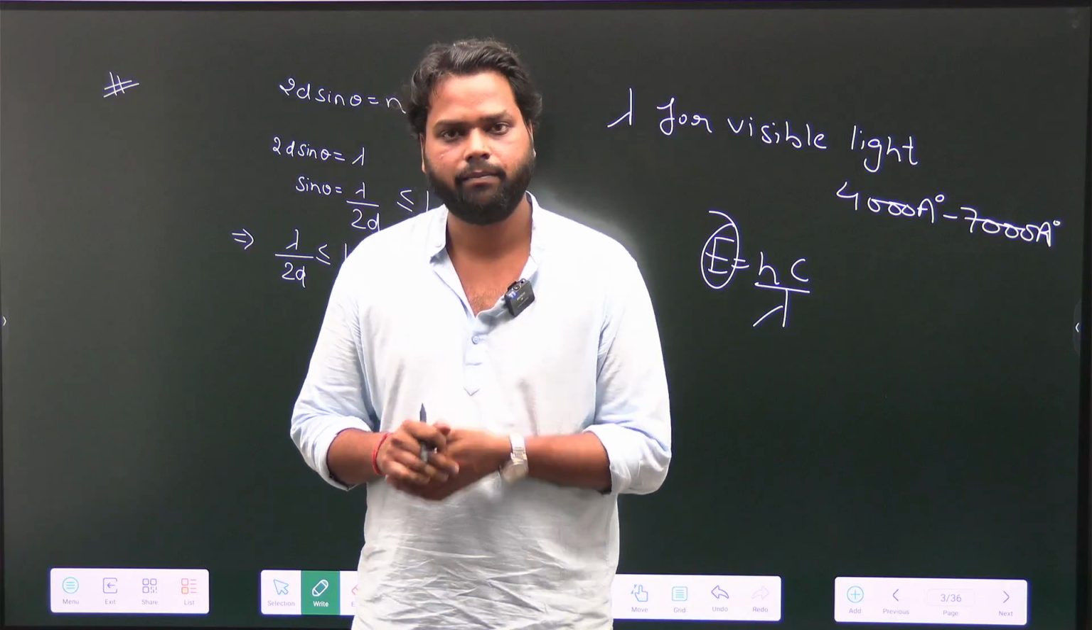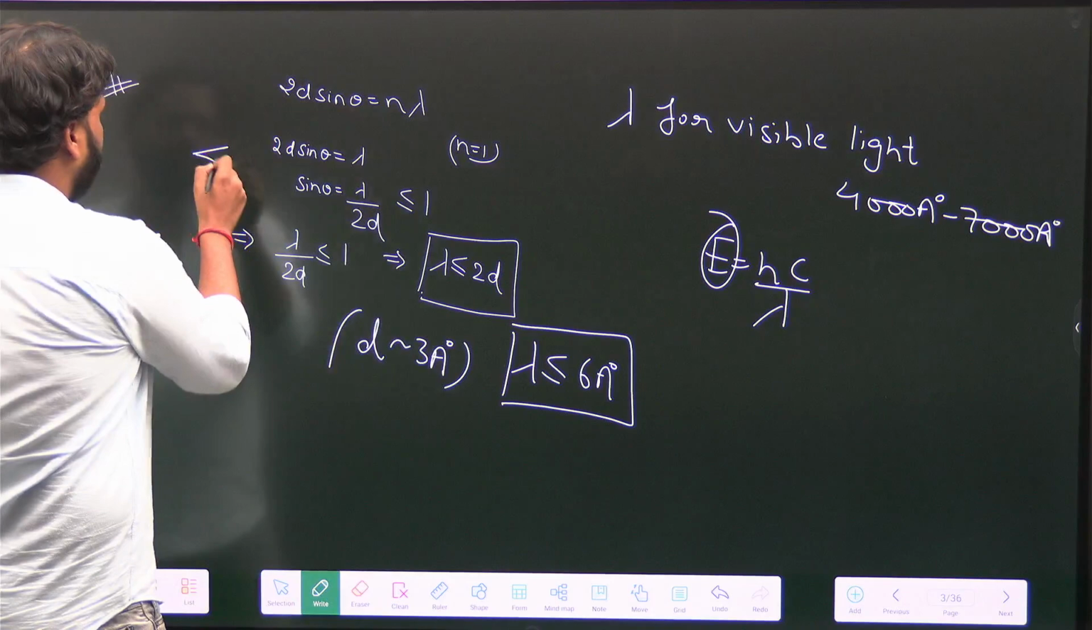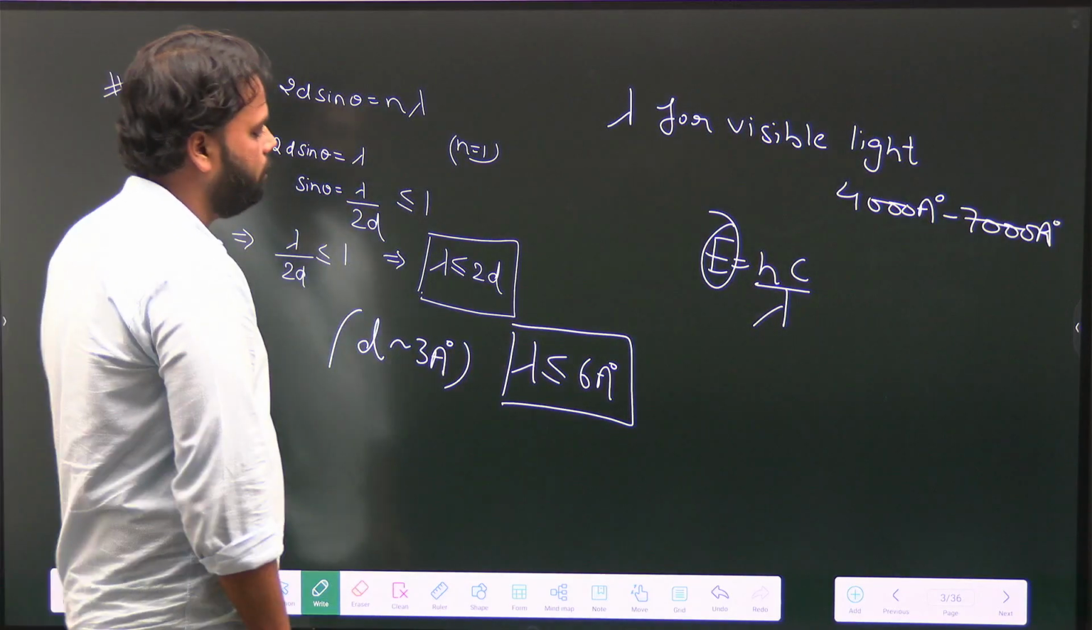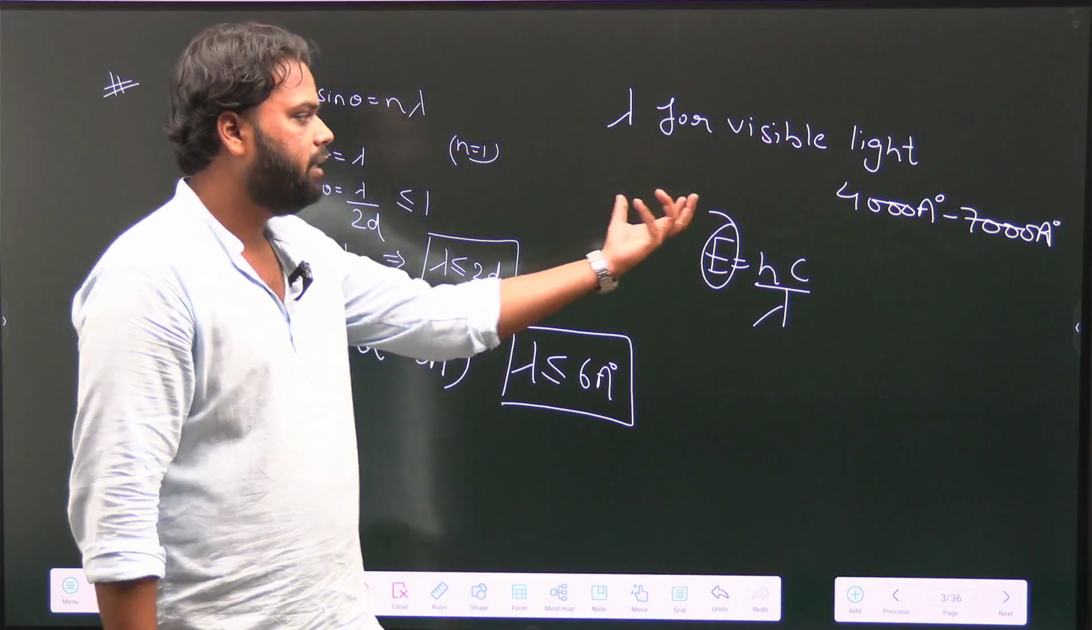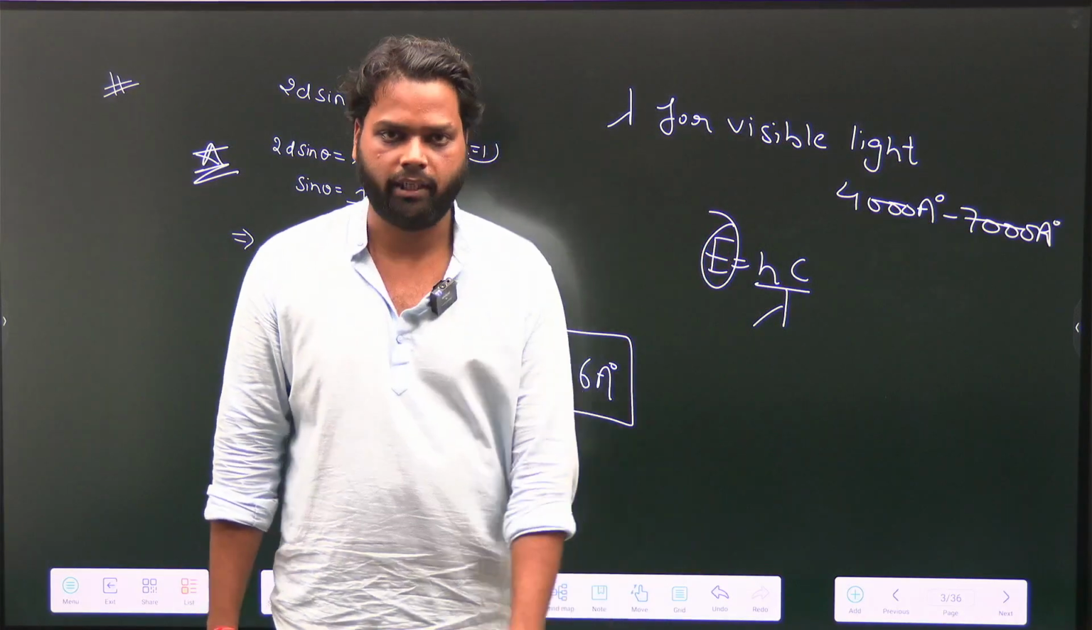Right? Clear? Okay? So this is quite informative. You can write it down in your notebook. That is why visible light cannot show the XRD. Why visible light can't show the XRD? You can write it down.